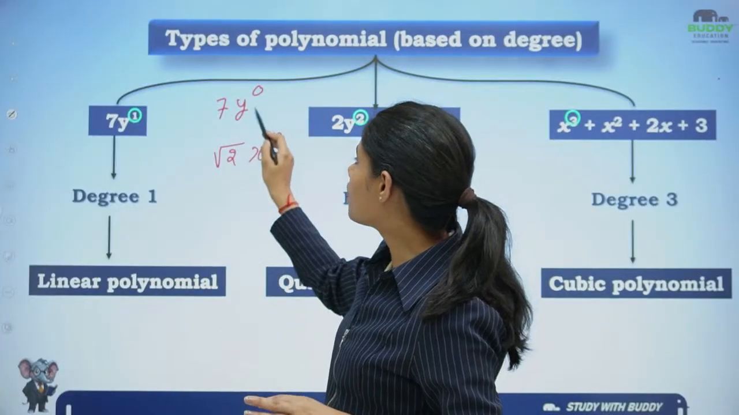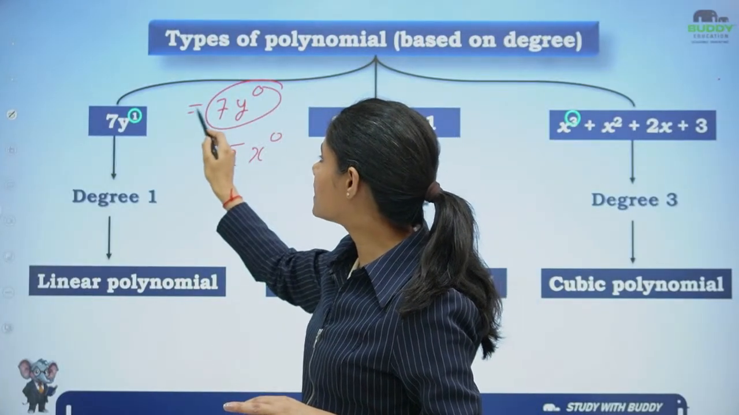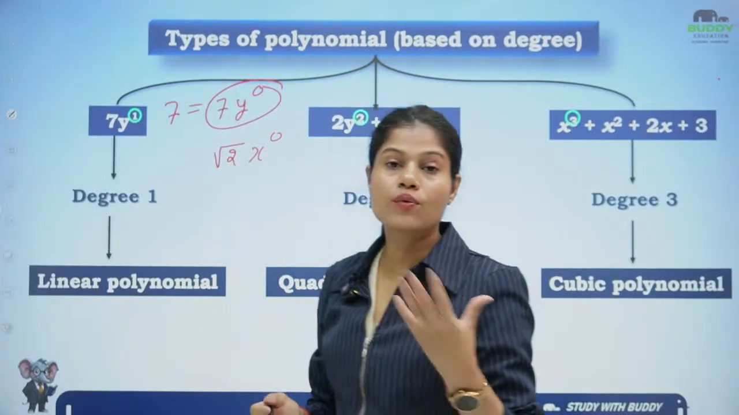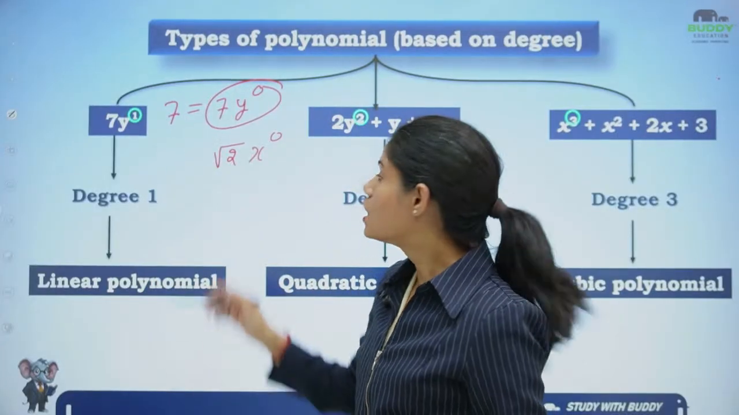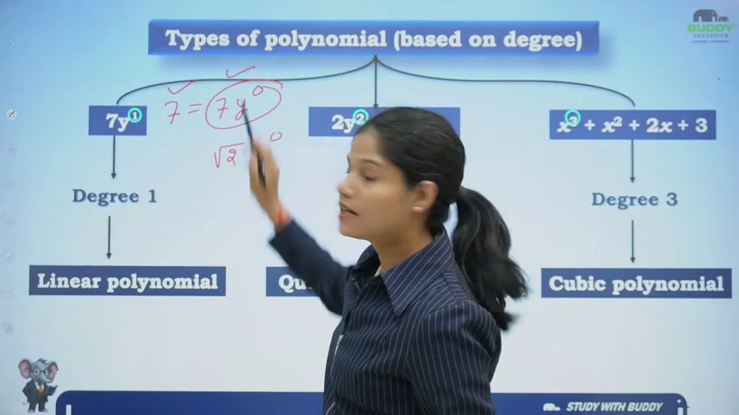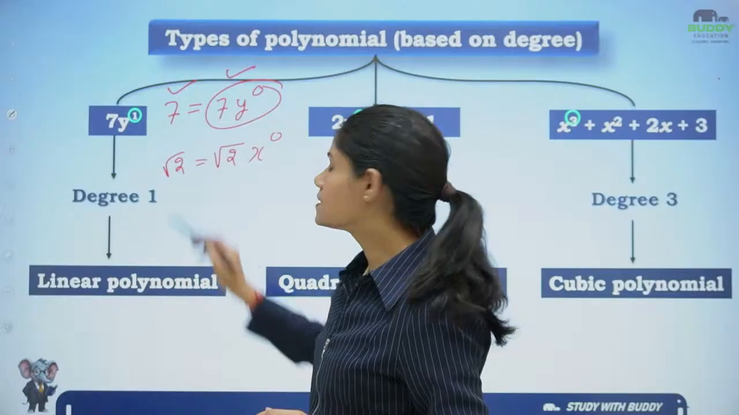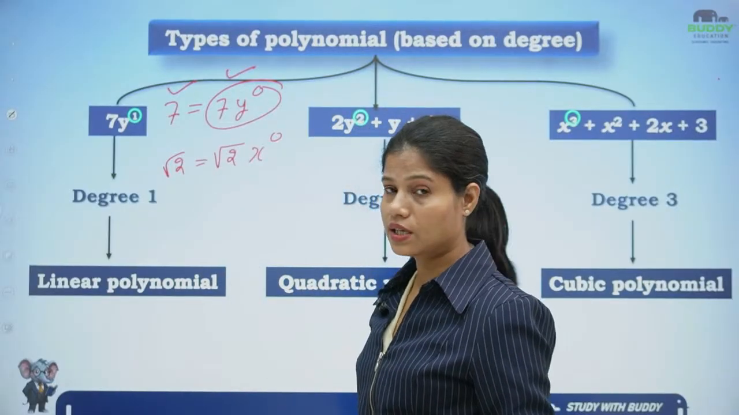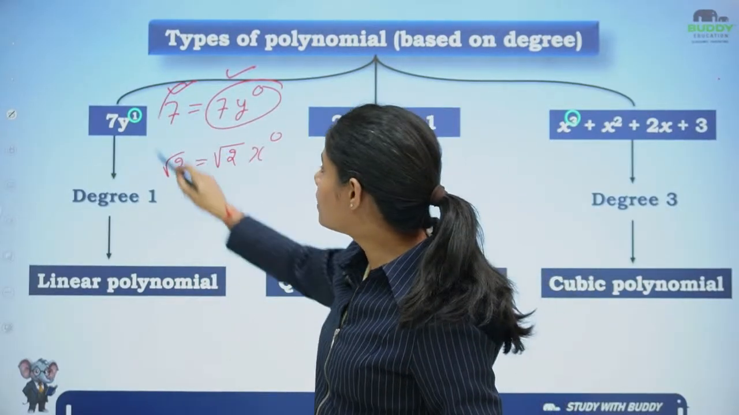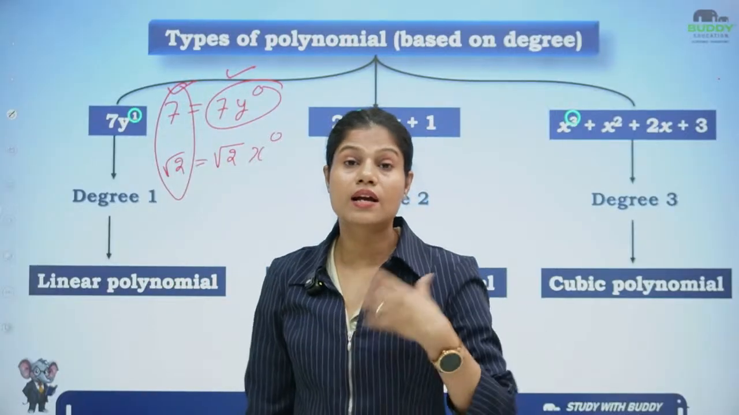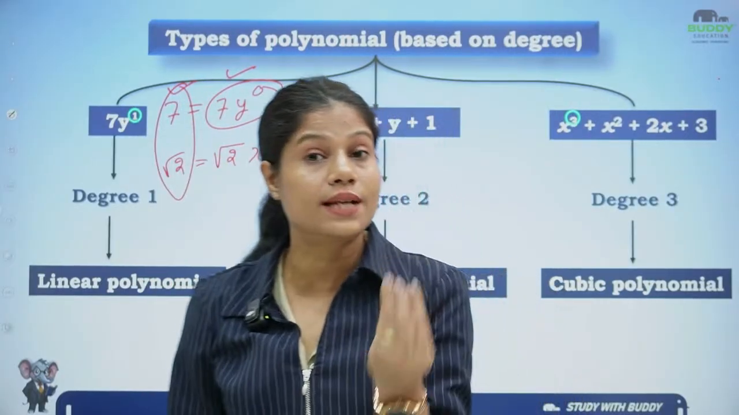Or if I want, can I not write it as 7? Yes, of course. I know y raised to the power 0 is 1 itself. So either I write it this way or I write it this way. Both are absolutely correct. Or I can also write it as root 2. It means all the numbers come in the category of constant polynomial.